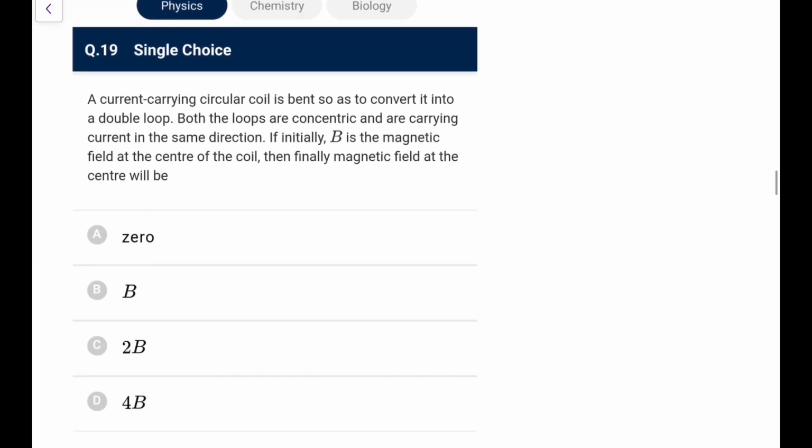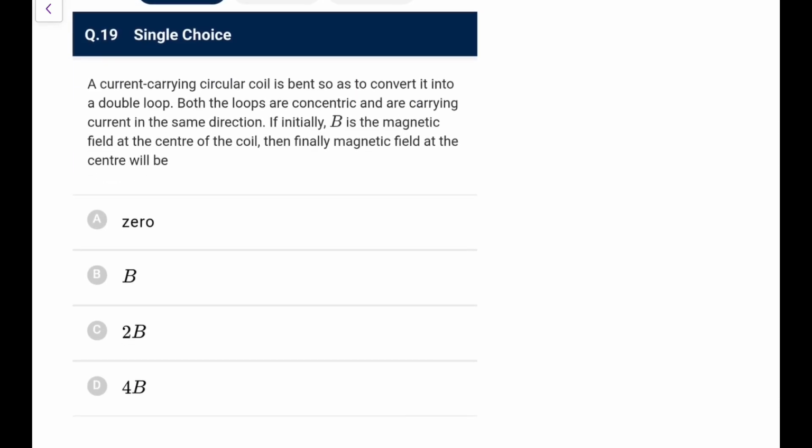Current carrying circular loop is bent so as to convert it into a double loop. Both the loops are concentric and are carrying current in the same direction. If initially B is the field, then finally the magnetic field at the center is. Okay. So the current carrying coil is bent to convert it into a double loop, and both are concentric and are carrying current in the same direction.